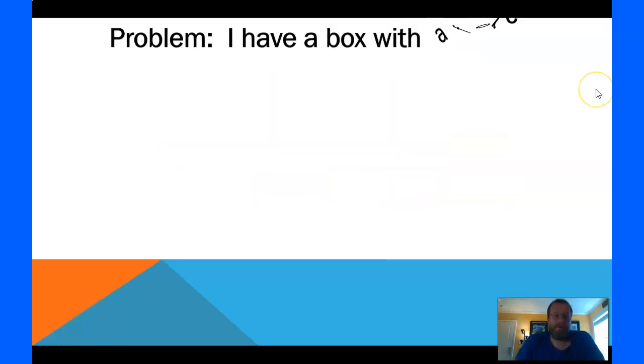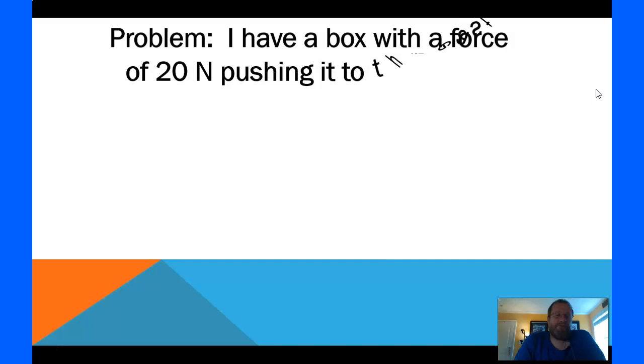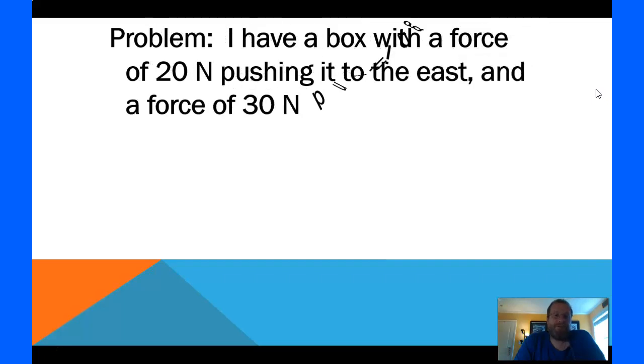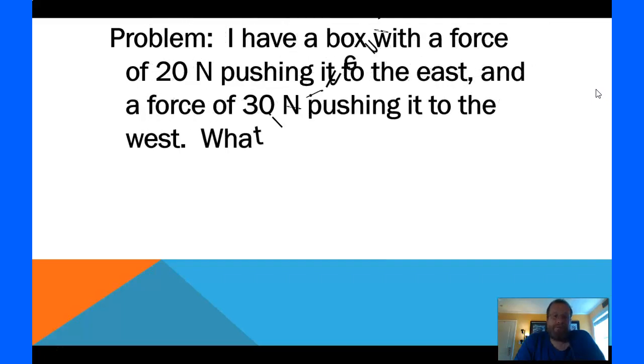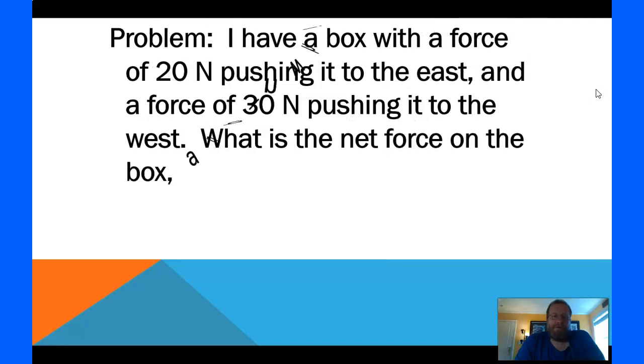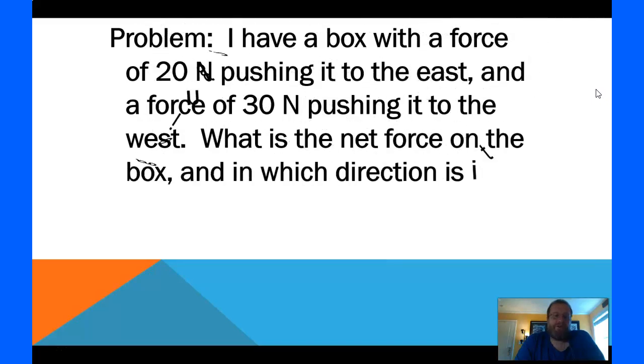Okay, let's do a problem, shall we? I have a box with a force of 20 newtons pushing to the east and a force of 30 newtons pushing it to the west. What is the net force on the box and in which direction is it going?